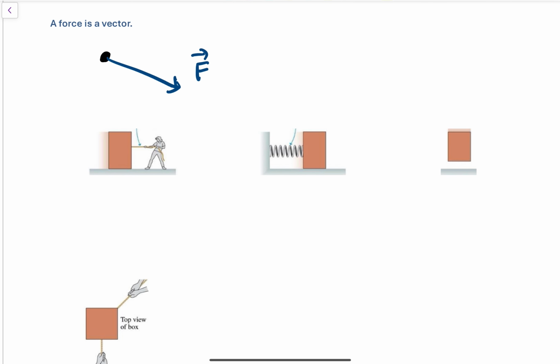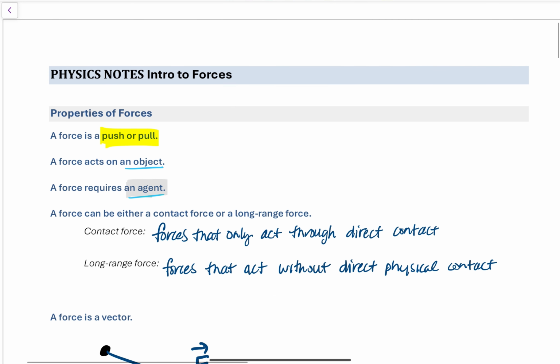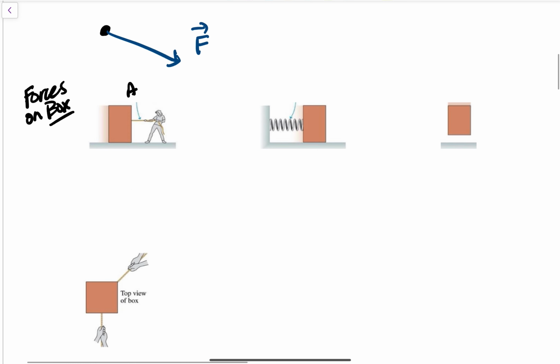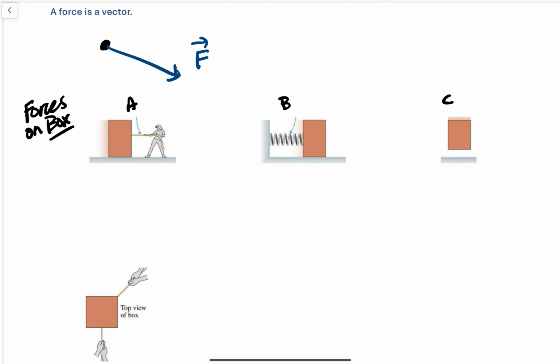Here I have three different situations. So I'm just going to do a quick little diagram showing where the forces are acting. So we're going to say these are all forces on the box. So using that notation from above, right, an object and an agent. In each of these cases, so I'll just label these A, B, and C, the object is the box. So that's the thing we're interested in, the forces that are acting on the box. So in each case, I want to identify what the agent is. So I'm going to make my box. I'm just going to represent that as a particle here.